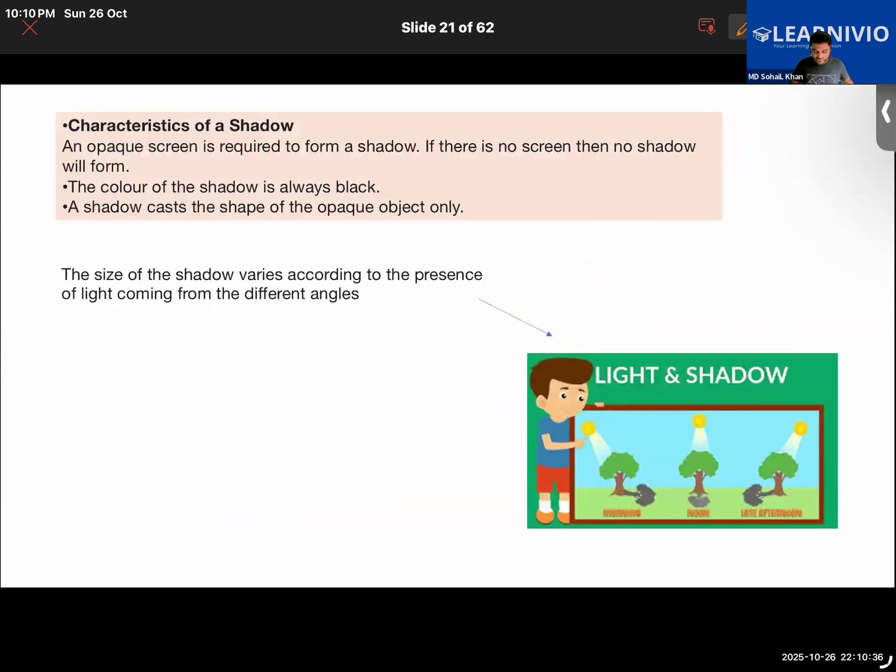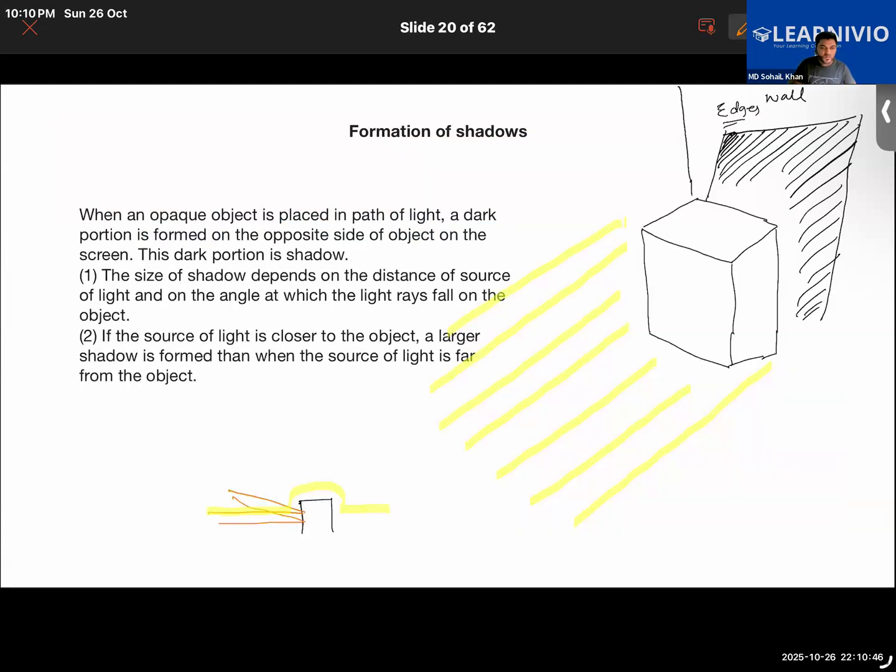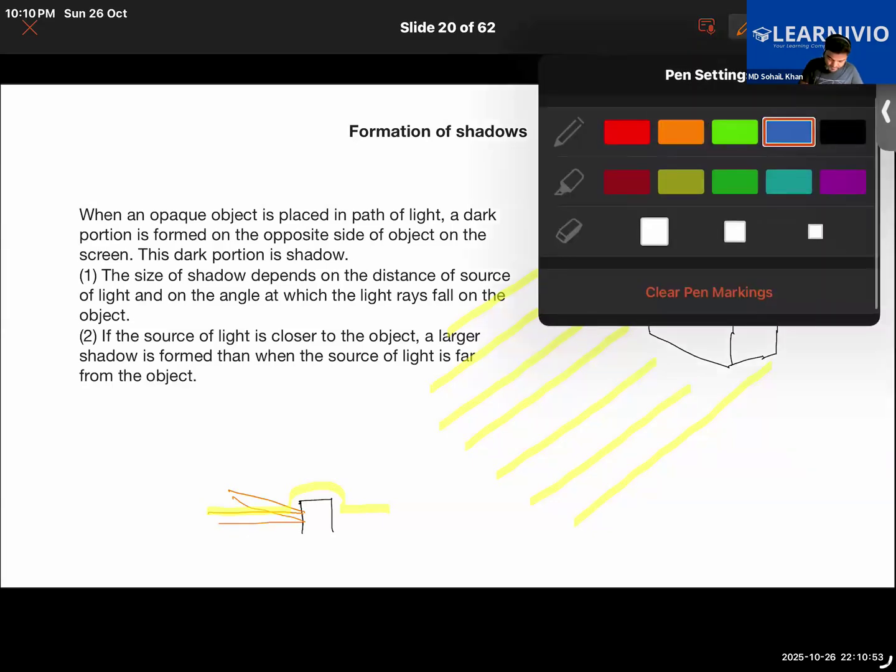That you can clearly observe during the daytime. As the angle at which light falls on the opaque object changes, the size of the shadow also changes, because that's the only part where there's not going to be any light.